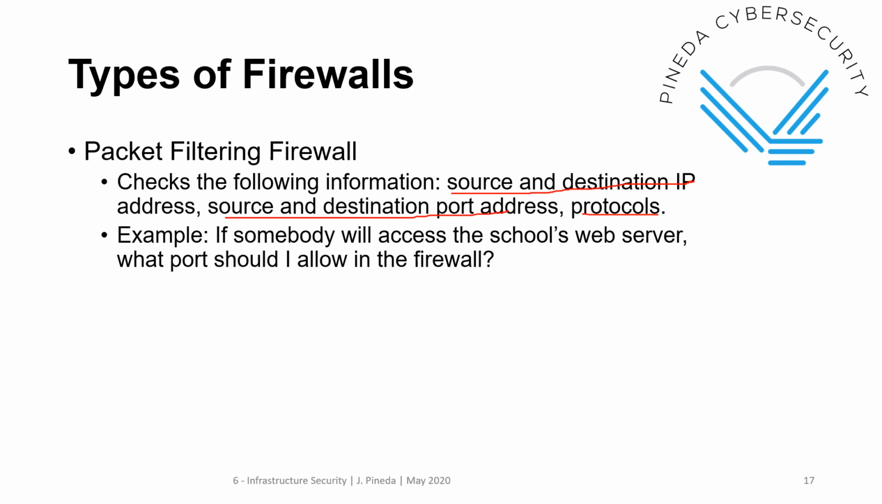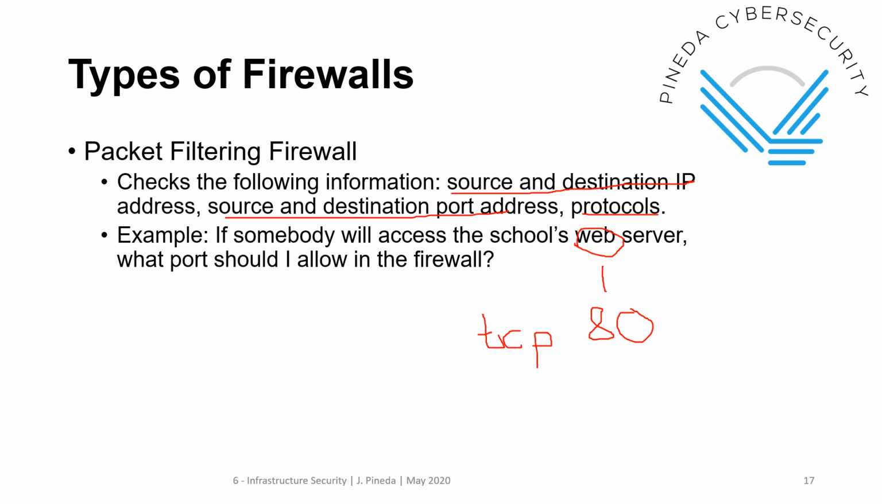So it's the most common type of firewall, but it does not provide very complicated rules for allowing traffic going in and out. Okay. So in the example, if somebody will access the school's web server, what port should I allow in the firewall? So if it's a web server, then we'll allow port 80, right? And we allow TCP port 80.